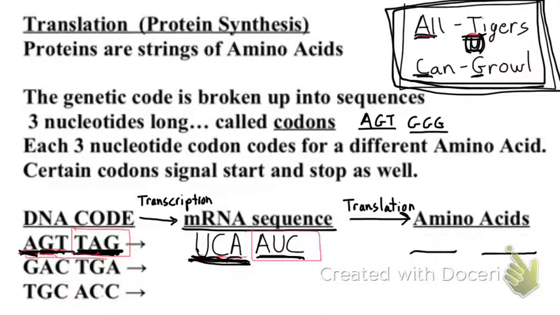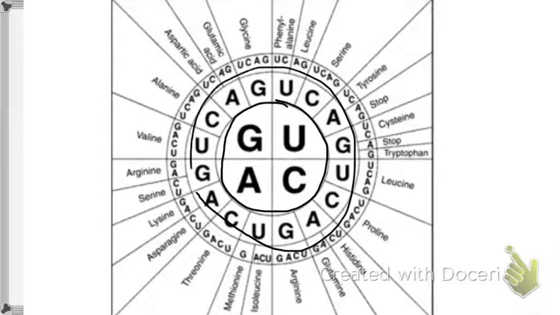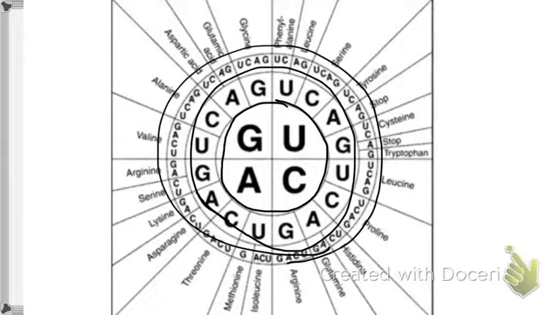So I need to look for UCA, and where I'm going to look for that is right here. So the way you use this tool is the innermost section is the first nucleotide in your 3-nucleotide sequence. The middle section is the second nucleotide, and the outer section is the third nucleotide.